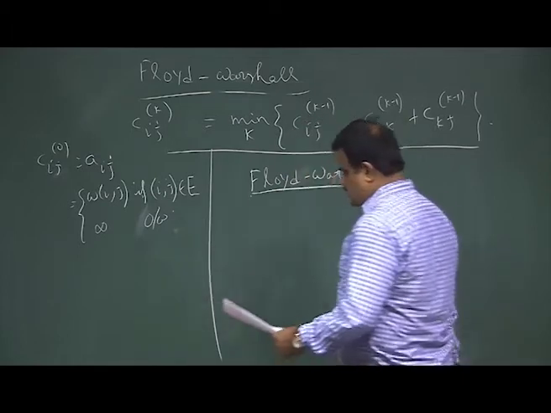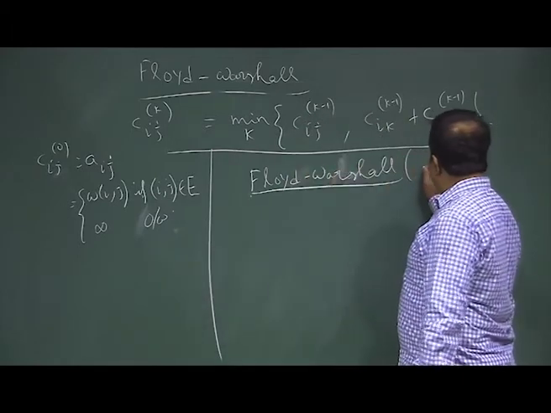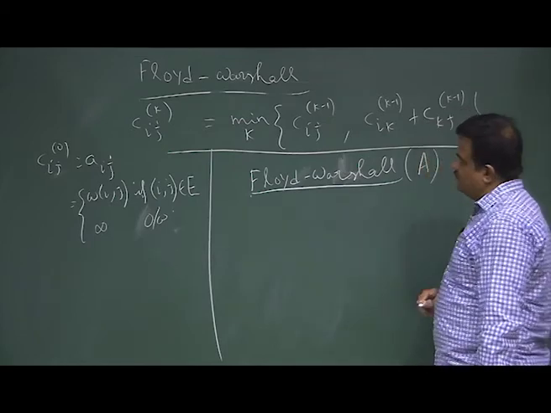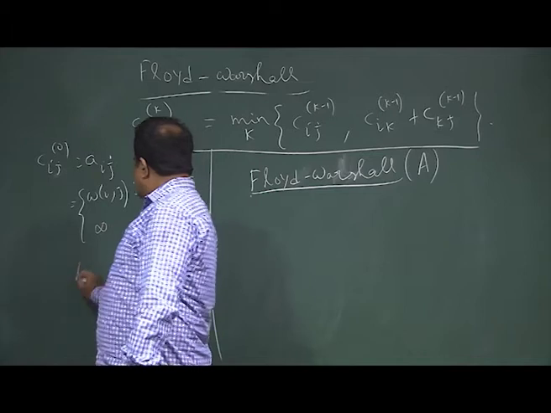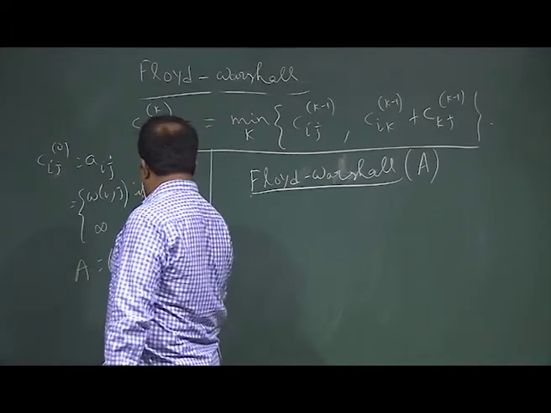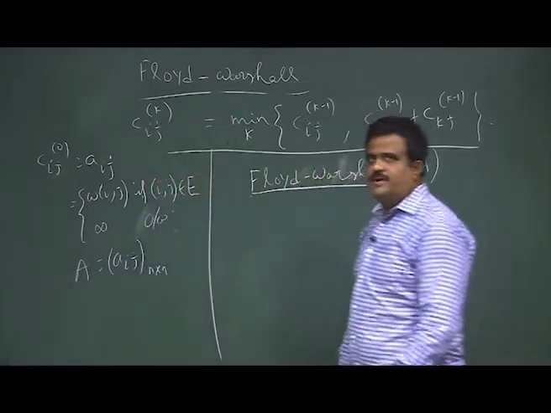Floyd-Warshall algorithm. So, what is that? This is basically taking a graph with the matrix A. A is the adjacency matrix. This A consists of Aij, an n cross n matrix. This is the adjacency matrix.